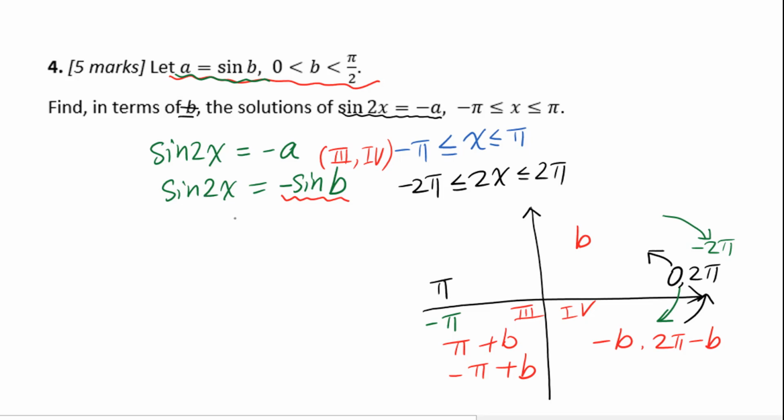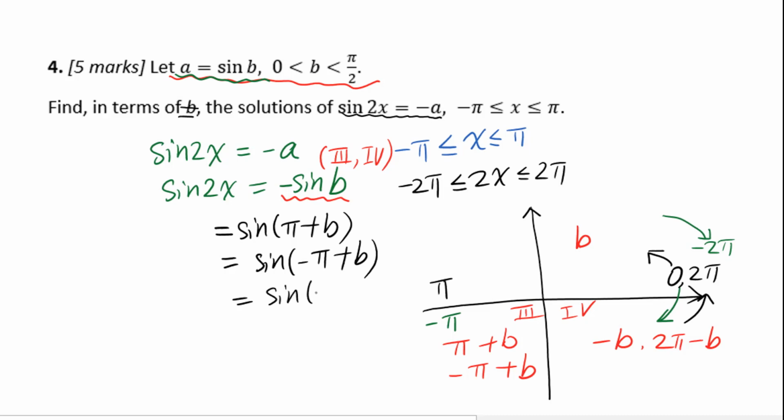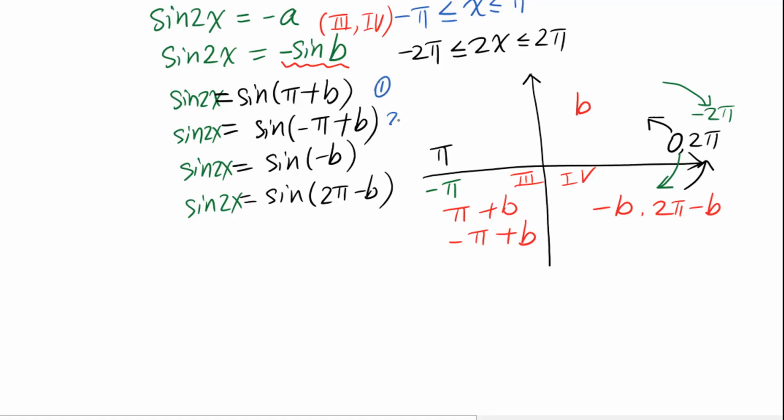Therefore, for this sine 2x, we can write down sine of pi plus B, or sine of negative pi plus B, or sine of negative B, or sine of 2 pi minus B. In this way, we already got 4 trig equations. Let's label these 4 equations.